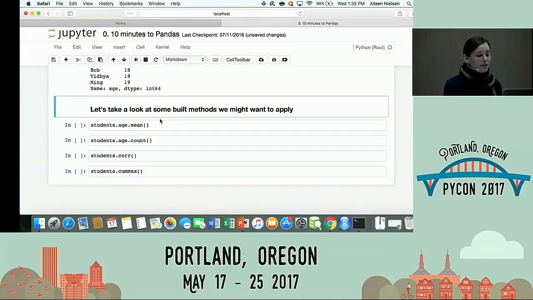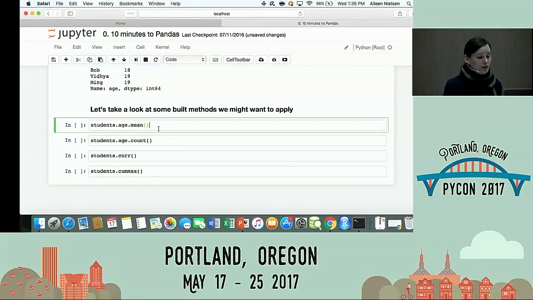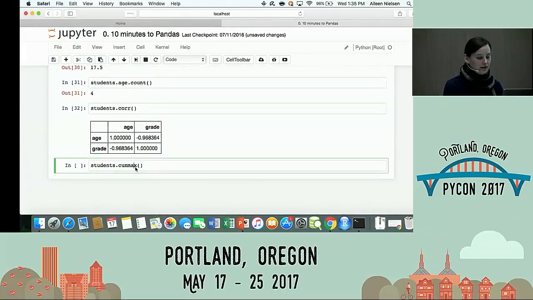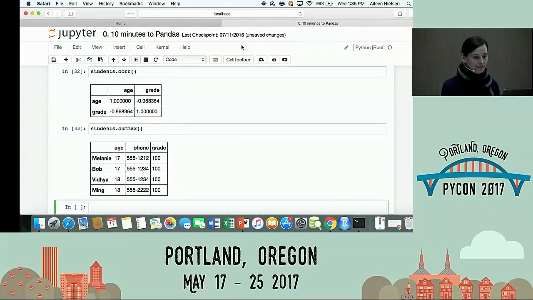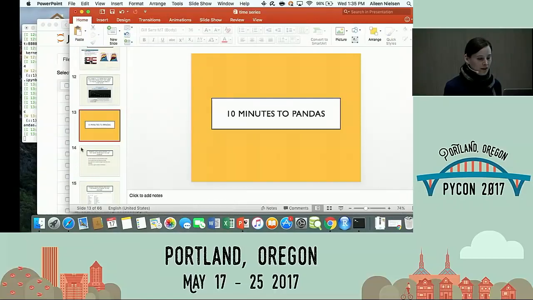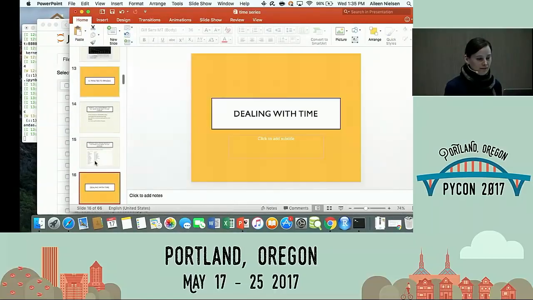A couple of built-in methods that you should be aware of, we'll use a lot today, and that are just handy are mean, counting, correlation, and QMax. Okay, so if you have questions about Pandas as we go, I think the best thing is to just treat each other like a resource. You don't need a ton, but it's a good tool even if you're not a data person. Okay, so that's our Pandas.